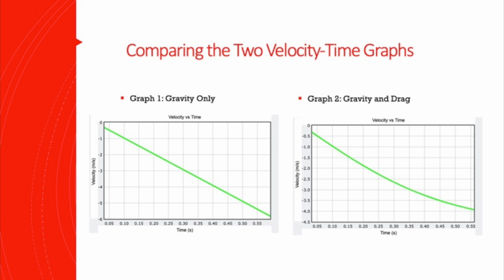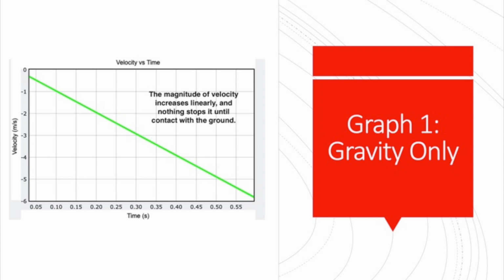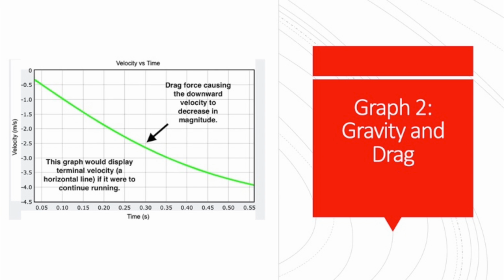In the first model, the magnitude of the velocity increases linearly with time. This is because the mass and acceleration due to gravity were constant. Conversely, the second computational model introduced the drag force, which is a variable that increases with increasing downward velocity. This explains the curved shape of the second velocity time graph.